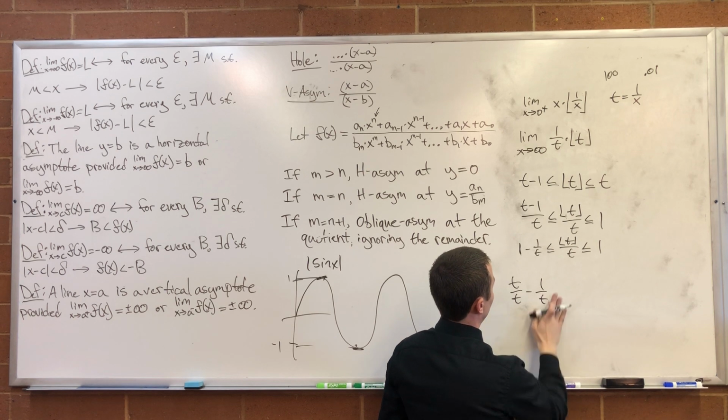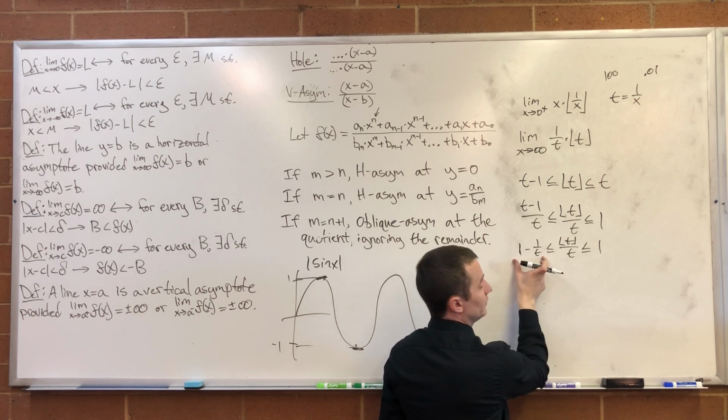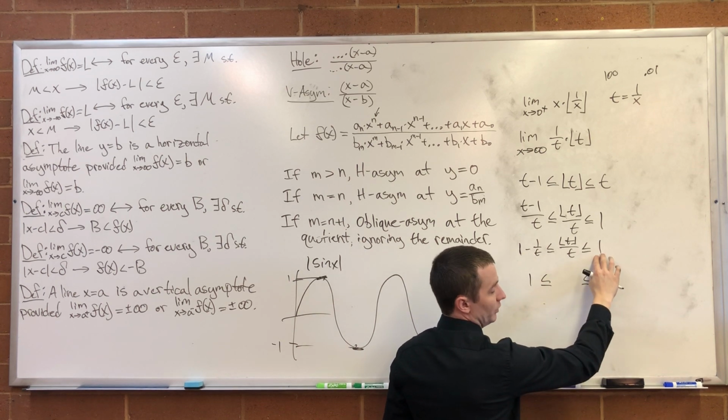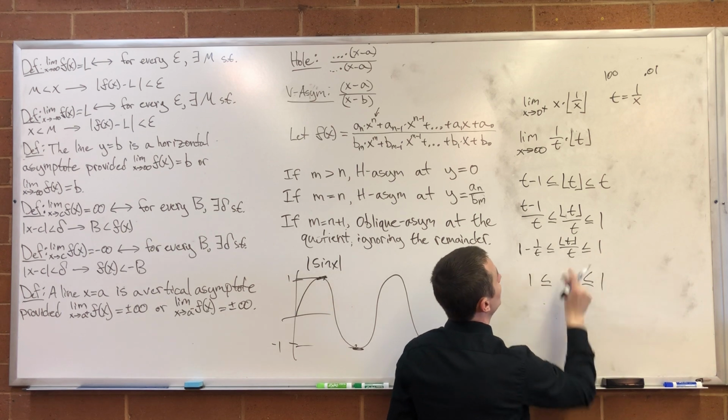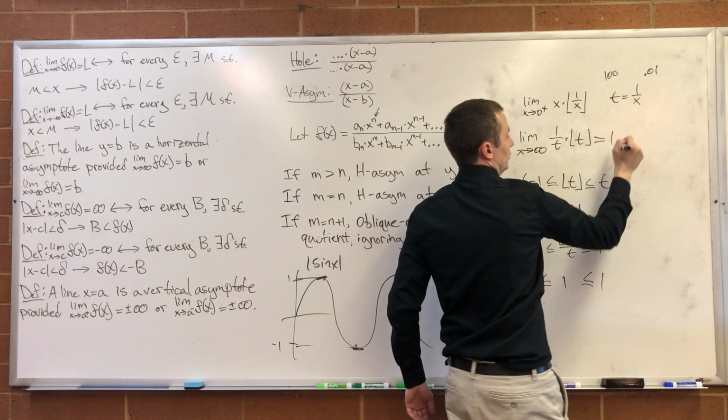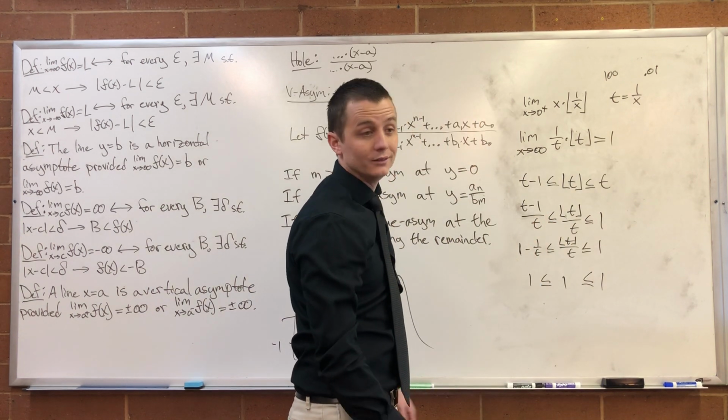So now, take our limit. What's the limit of this as t approaches infinity? It would be 1. 1 is less than or equal to, we don't know. It's less than or equal to, what's the limit of this as t approaches infinity? 1. So this approaches 1. So this limit is equal to 1. So notice it wasn't 0.